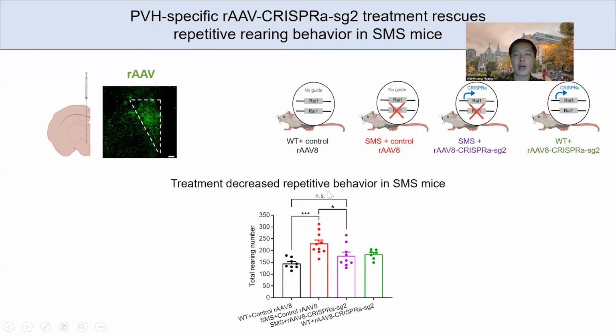One of the features of SMS mice is that they have a lot of repetitive behaviors, and you can see that here in red. But after treatment, the repetitive behavior decreases, as you can see here in purple.